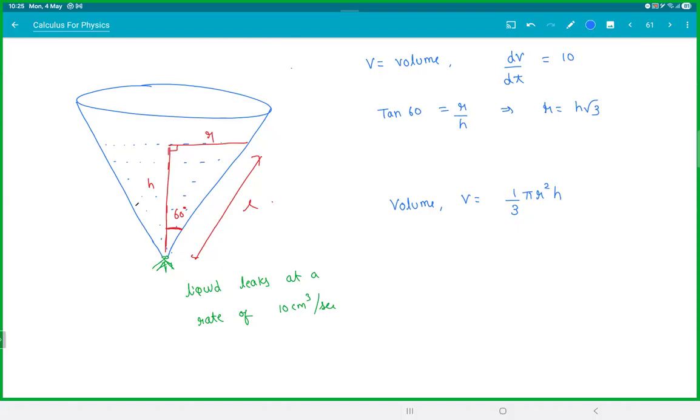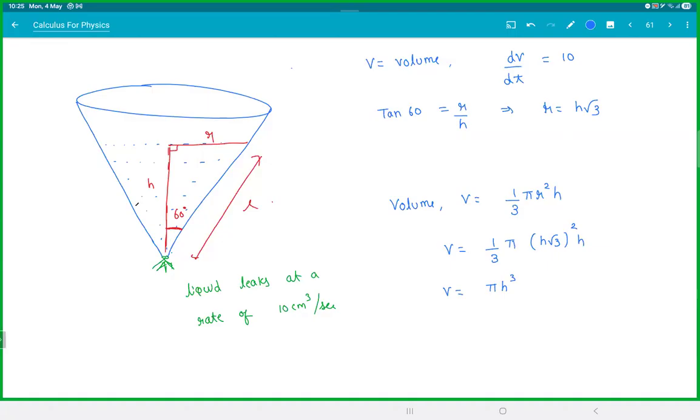Great. So I need to get this V. Now look here. There are two problems here. There's an R here, there's an H here. Both are variables. R is also changing, H is also changing. So I don't want to deal with both of them. I'll convert everything into one variable, which is H. 1 by 3 pi. R is how much? H root 3. So I got the entire volume in terms of pi H cube. Interesting. The 3 goes off.